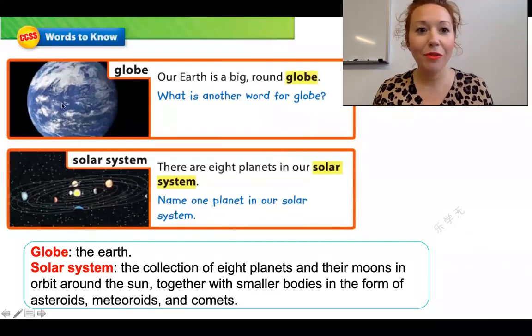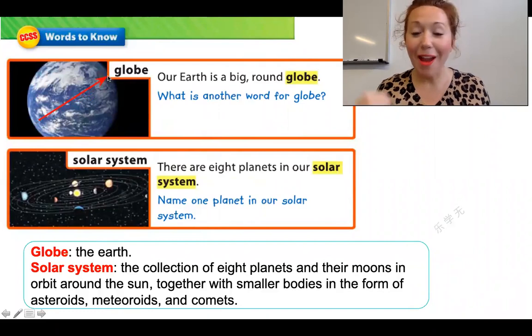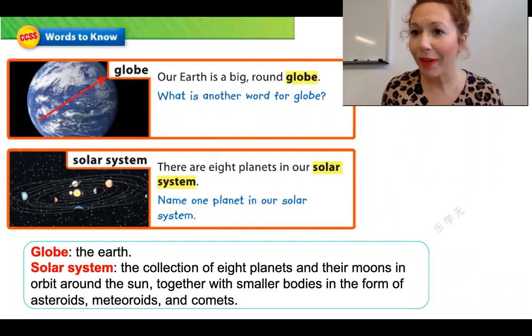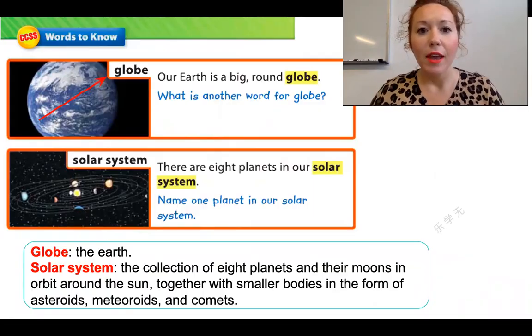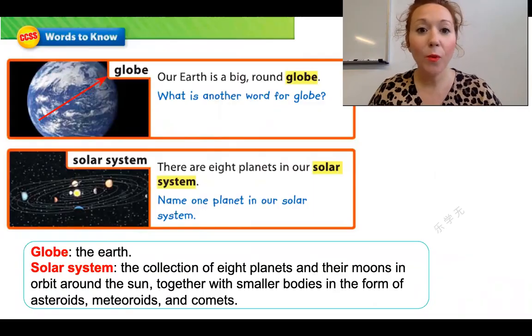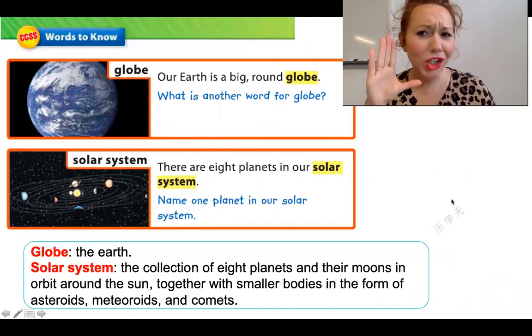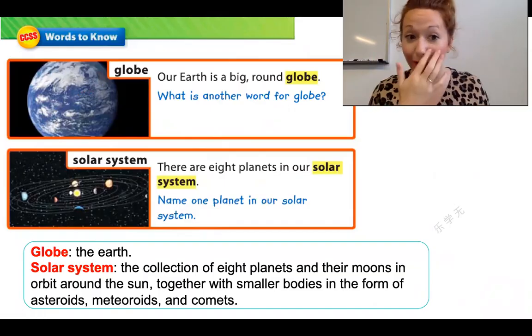Now we have globe. Now a globe is the Earth. It's a model or a replica of the Earth. Our Earth is a big, round globe. Now, what shape is a globe? A circle. Very good job.